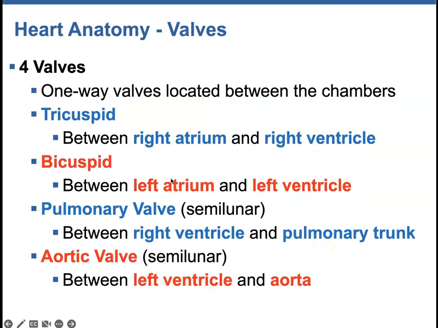The four valves that are in the heart: the first two are between the atria and the ventricles. On the right side, the tricuspid valve is between the right atrium and the right ventricle, and on the left, the bicuspid valve is between the left atrium and the left ventricle. The pulmonary valve is considered to be a semilunar valve, and it's between the right ventricle and the pulmonary trunk, and then the aortic valve is between the left ventricle and the aorta.